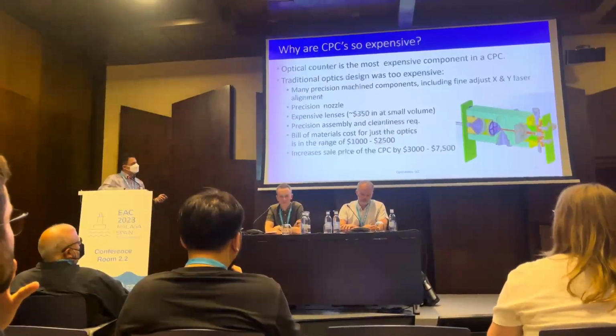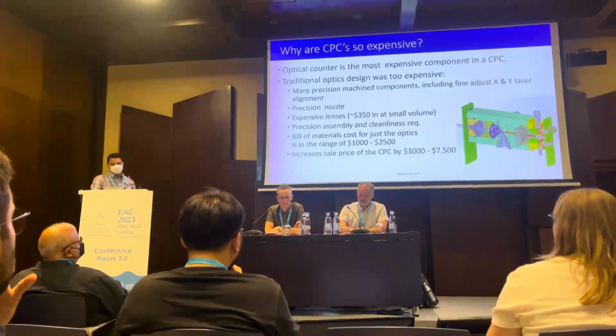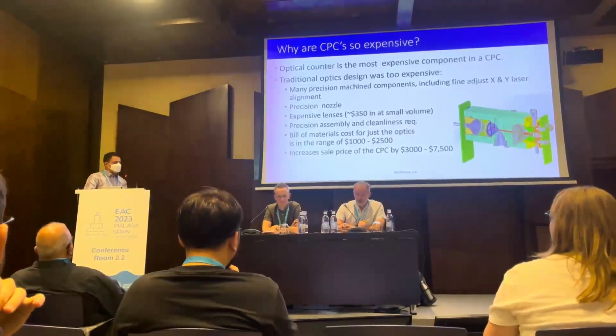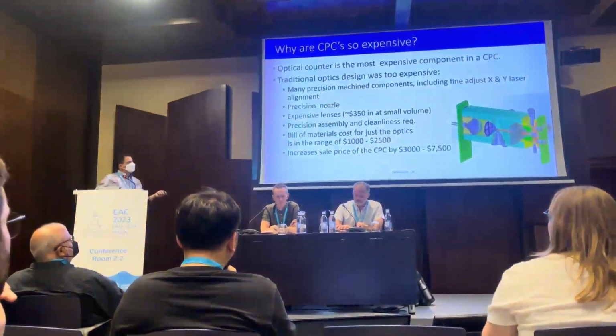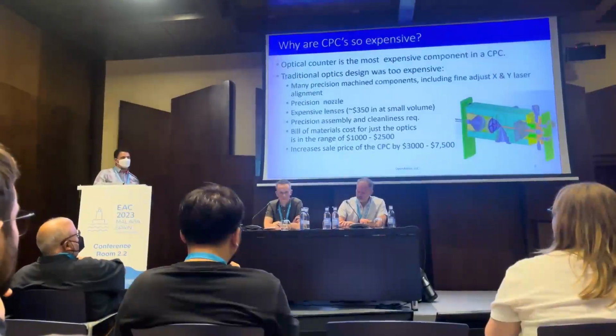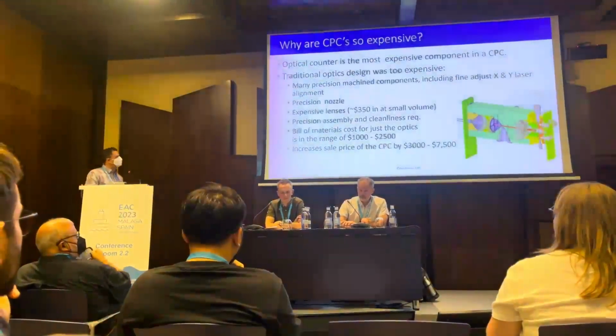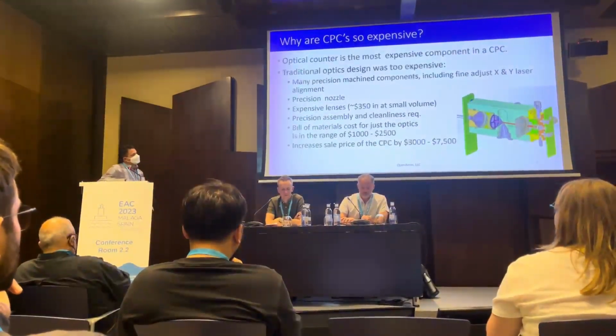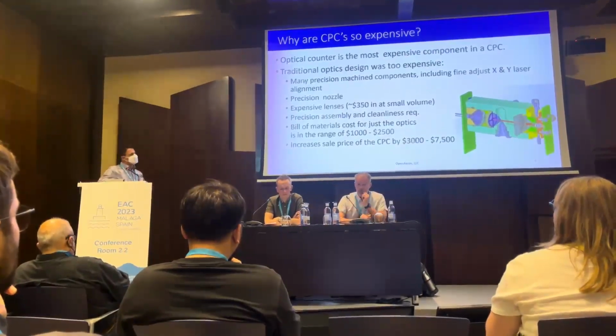So to assemble this is on the order of about $1,000 to $2,500, which when you add that into your bill of materials cost and into your sales price, it's going to add about $3,000 to $7,500 to your CPC. So already we have failed at the low cost of the design, like the classic design here. So we need to make it cheaper.